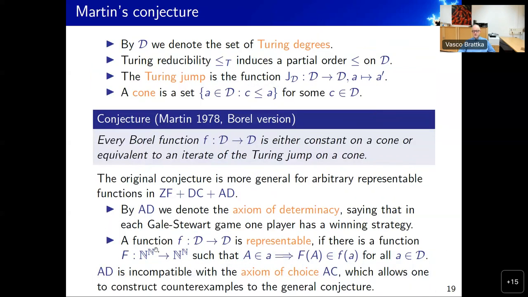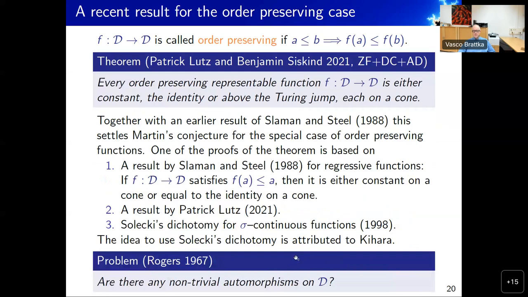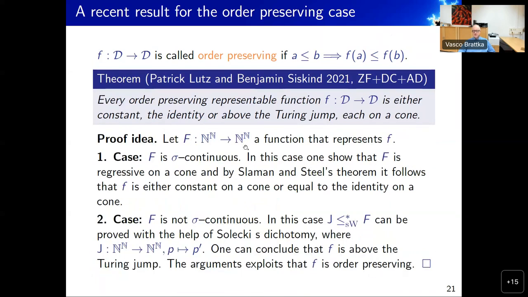So here it is explained what I mean by representing a function. So a function on Baire space, capital F, can represent such a function, little f, on Turing degrees, in the sense that if I plug in a set from a degree, then the function value will be in the certain function value degree.